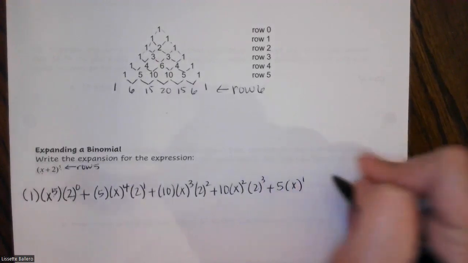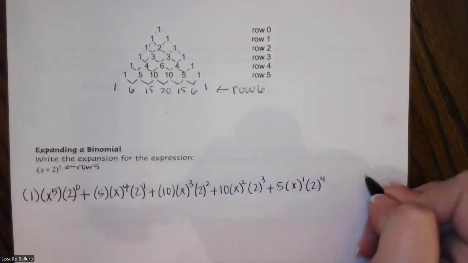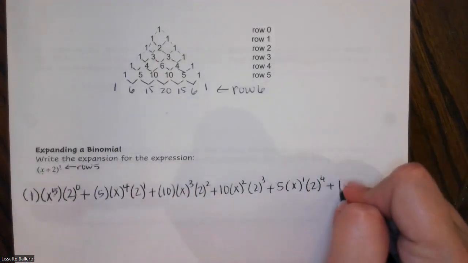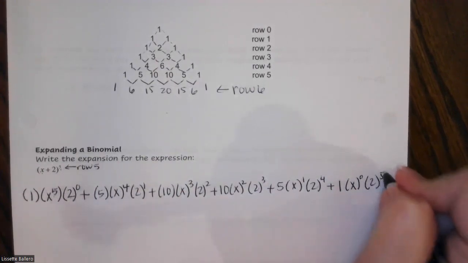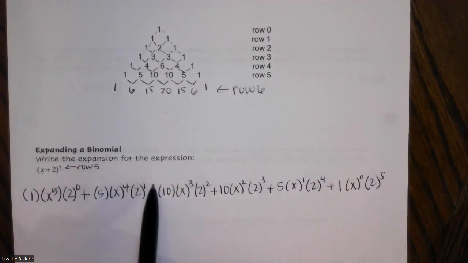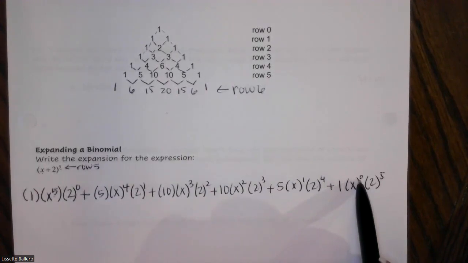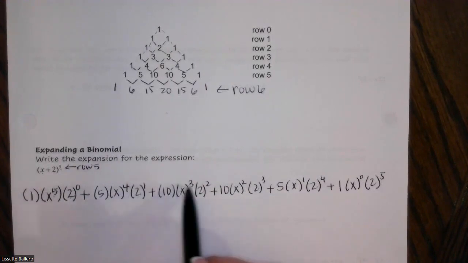Then x, we're going to go 1 less, so that's x to the 1st. 2, we're going to go 1 up, so that is to the 4th. Our last one is going to be 1, and that's x to the 0 power and 2 to the 5th power. So notice that our exponent here started with that first term, and it went down 1 on each one of these until we got to the 0. On the second value here, which was 2, it started at 0, and it went up until we got to the top one of 5.